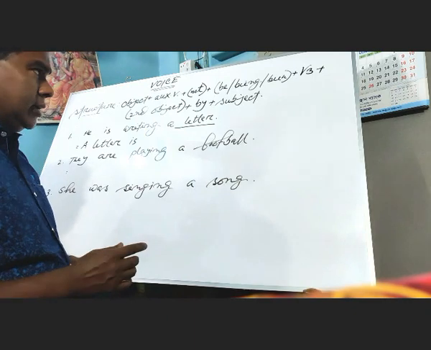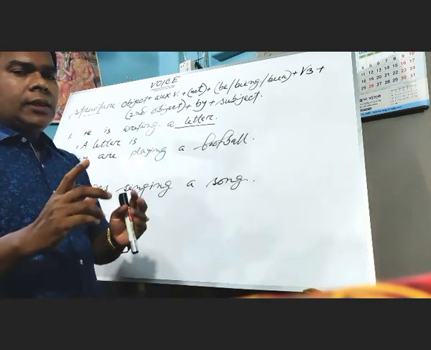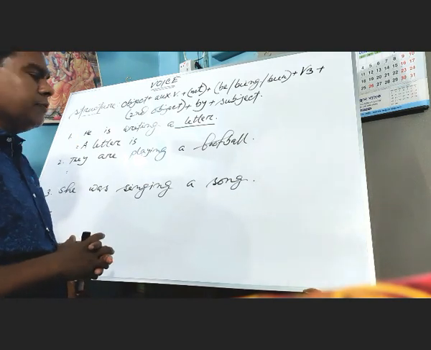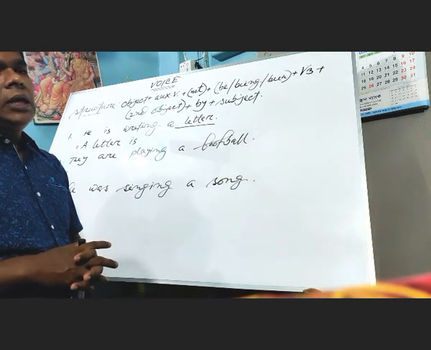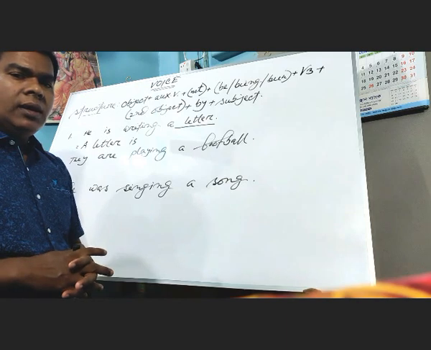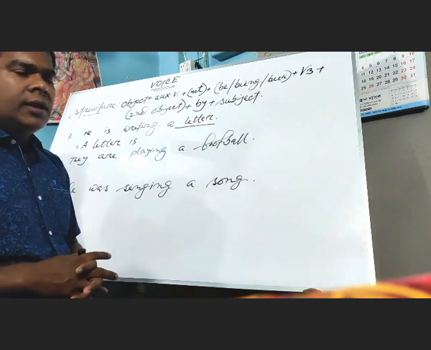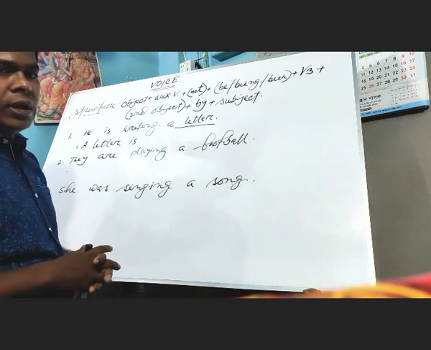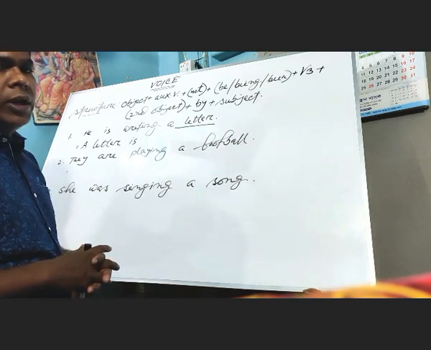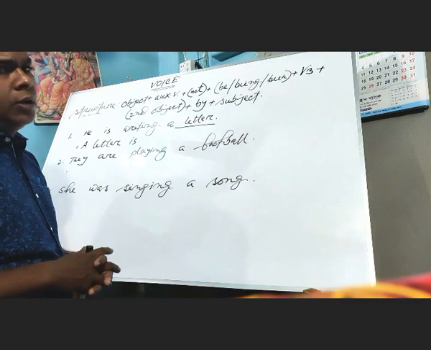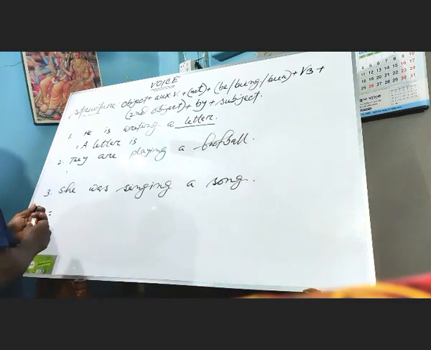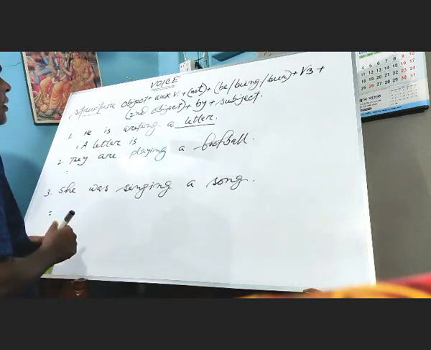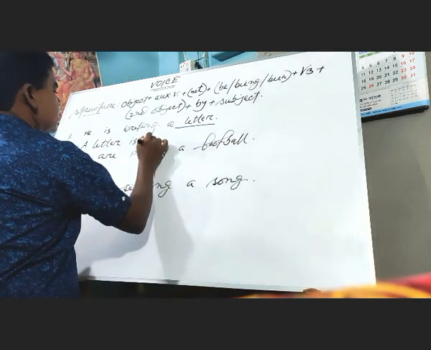So again I am saying, if you find the auxiliaries from continuous tense, you will write being. If you find the auxiliaries of perfect tense, you will write been. If you find modal auxiliaries, then you will write be. So I think, students, you have understood now when you will write be, being, or been. Here, as we are finding the use of continuous, we will write being. A letter is being.